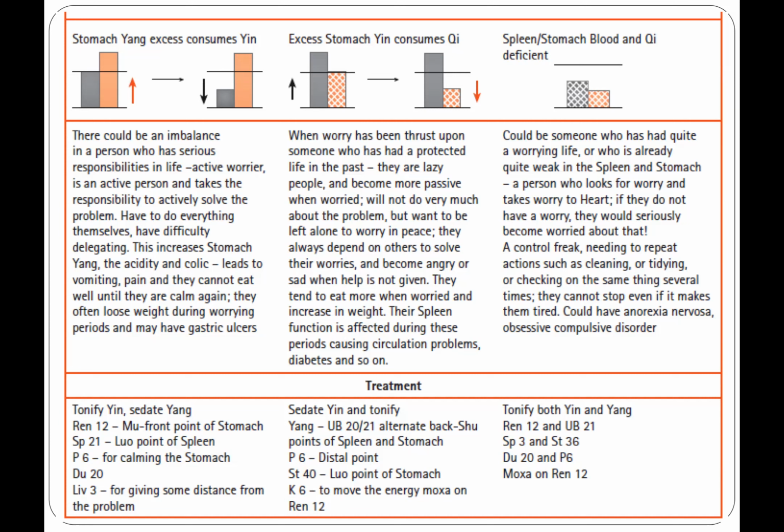So in this case, we need to tonify both yin and yang by using REN 12 and UB21, spleen 3 and stomach 36, DU 20 and pericardium 6, and moxa on REN 12.